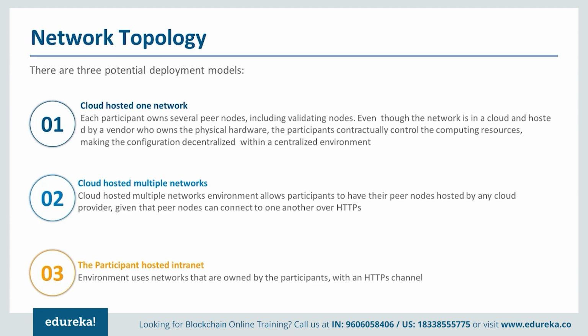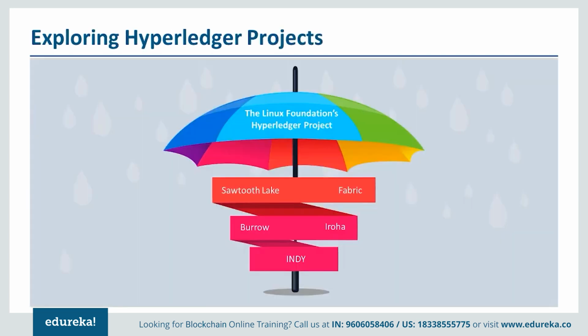So multiple networks hosted on cloud, they are generally connected through blockchain, and the participant hosted intranet or a singular network, or your default infrastructure that is available in your organization, can also be used to deploy the network. So it can be on cloud, it can be on any kind of hardware, it can be on multi-cloud as well. So Iroha, as I mentioned, is most suitable for mobile and web-based development.